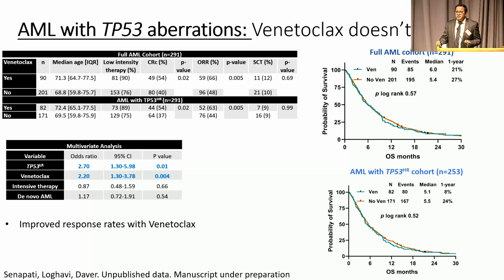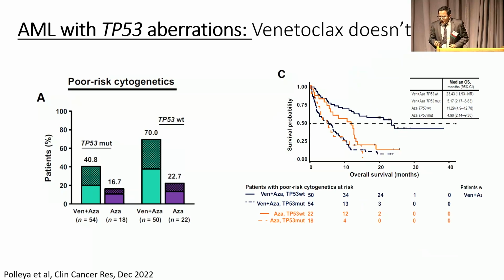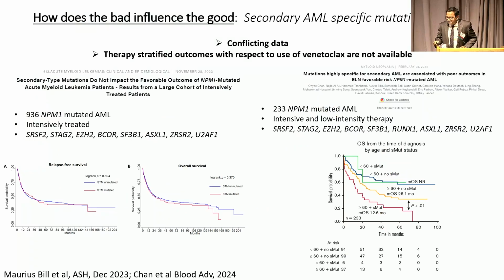But these responses are not true responses. They could get into marrow CR, maybe true CR, but they really do not go into transplant, and even if they do, the survival outcomes are not superior to when you treat them with non-venetoclax containing regimens. Similar data were shown from the VIALE-A trial, where responses with venetoclax were slightly higher, but survival was not better than just HMA alone.